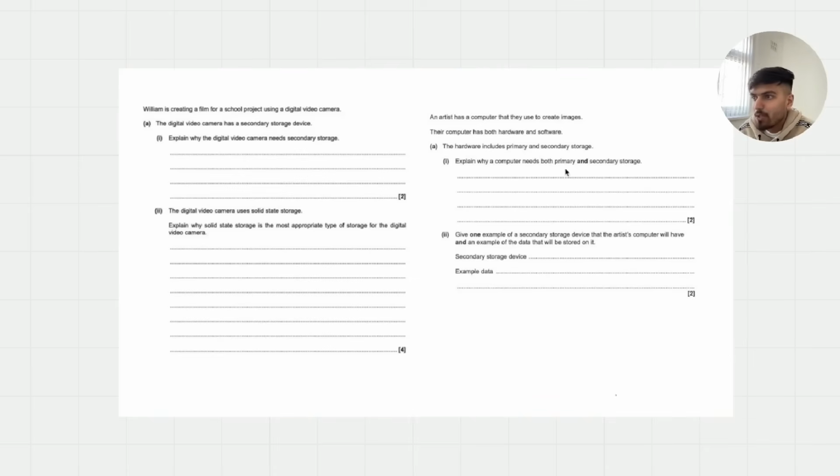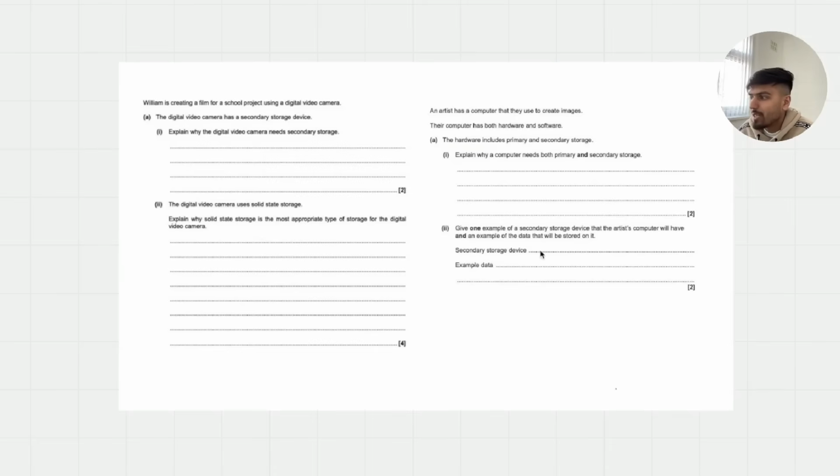Explain why a computer needs both primary and secondary storage. Primary is to store active data, active programs that are currently running. Secondary is for long-term use programs, for example videos and images that you need to access later. Give an example of secondary storage. We can say a hard drive, which can store the artist's pictures. Make sure you relate it to the scenario, which is an artist.